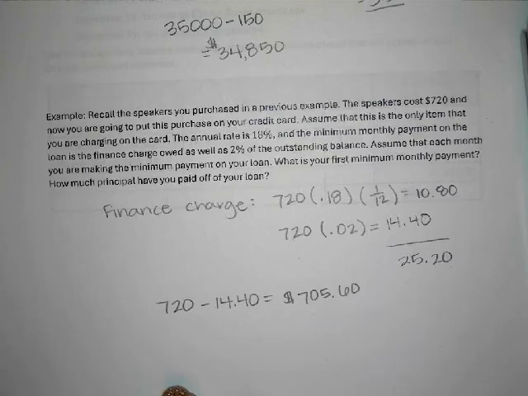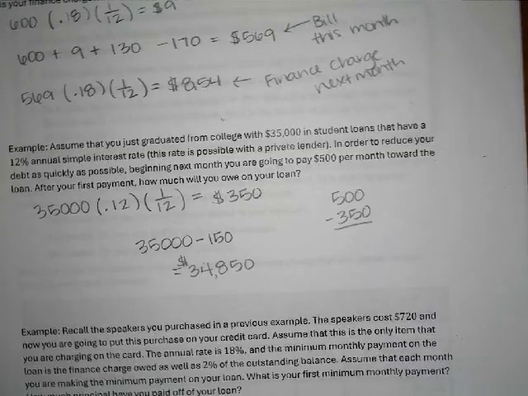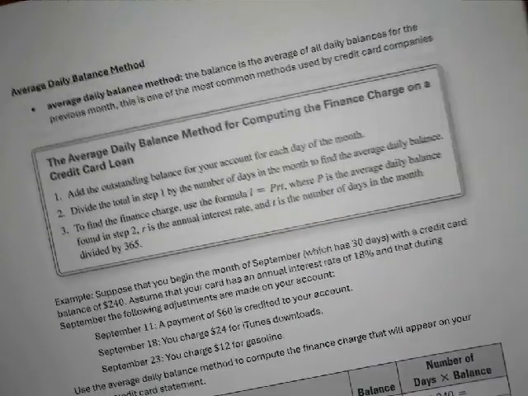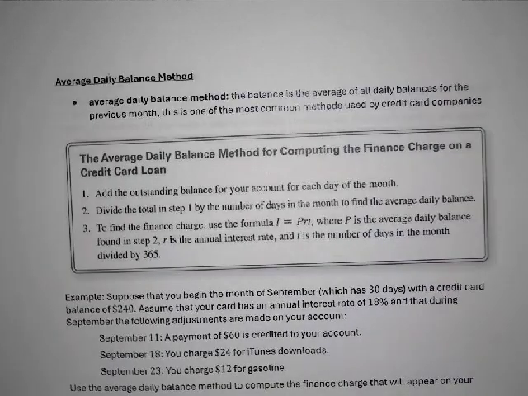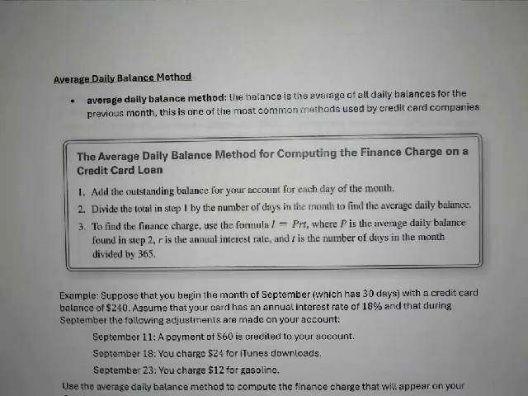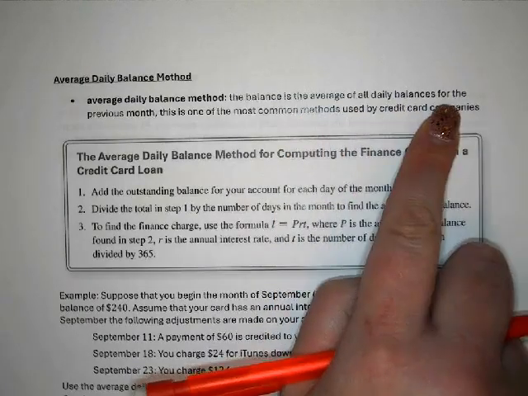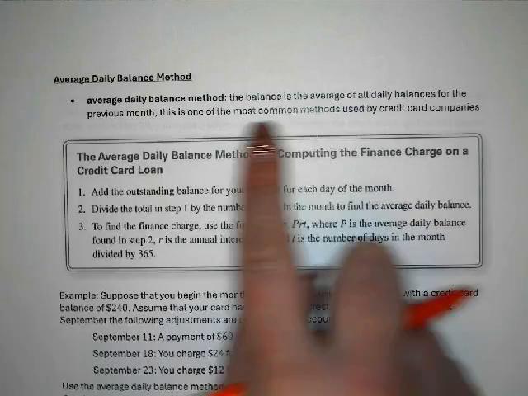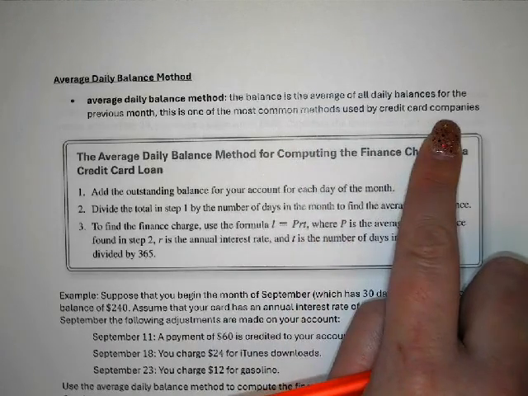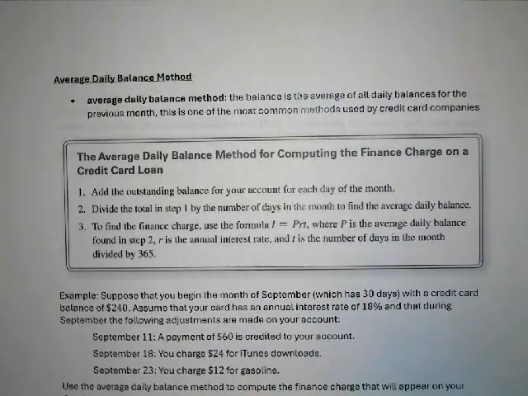All right, now there's one more method that is used to calculate interest, and it is called the average daily balance method. The average daily balance method is the average of all daily balances for the previous month. This is one of the most common methods used by the credit card companies. So how much money did you have in debt on the credit card on the first and on the second and on the third and on the fourth? And then they look at all of those daily balances and they find the average of those. And that's how they calculate the interest rate.